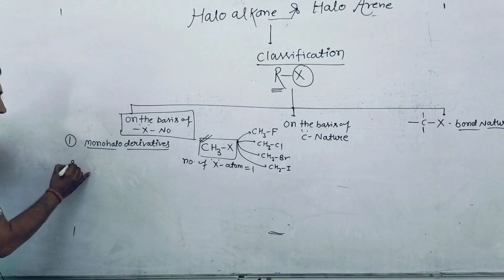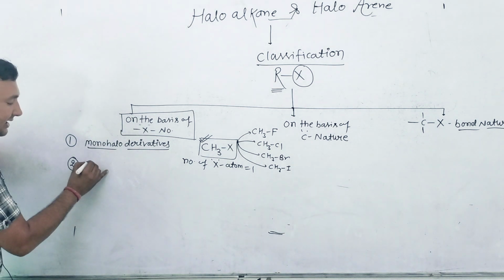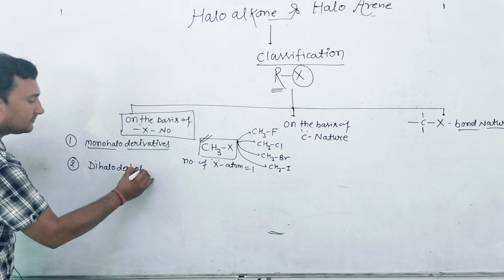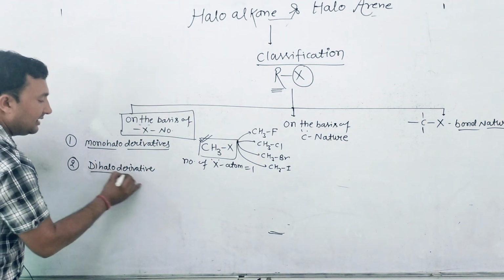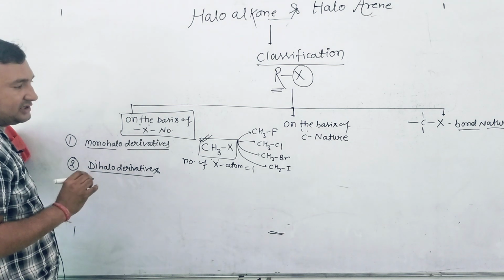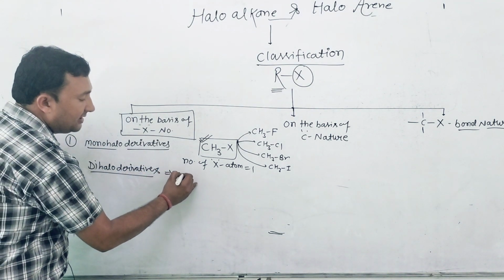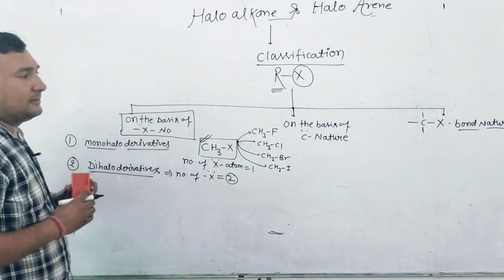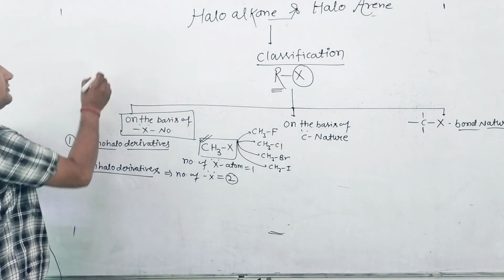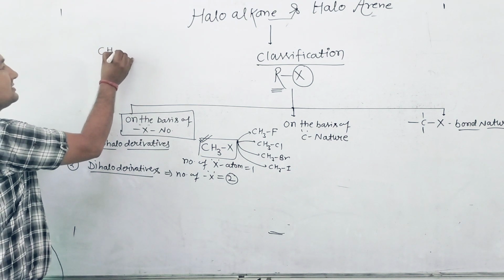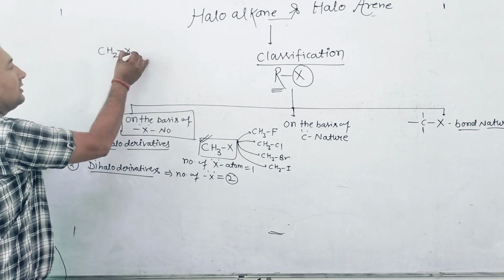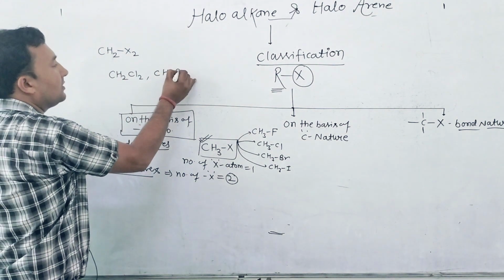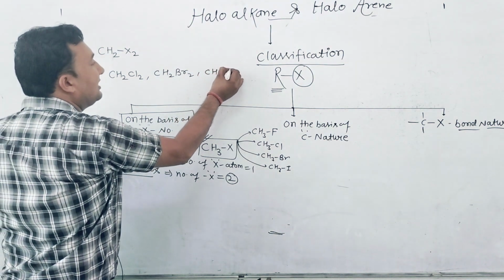The next one, if we have two halogen atoms, we call it a dihalo derivative. Dihalo derivatives have two halogen atoms. The number of halogen atoms in this category will be 2. Let's talk about examples. As we discussed, with two halogen atoms we can have CH2X2. I mean, you can have CH2Cl2, CH2Br2, and CH2I2.